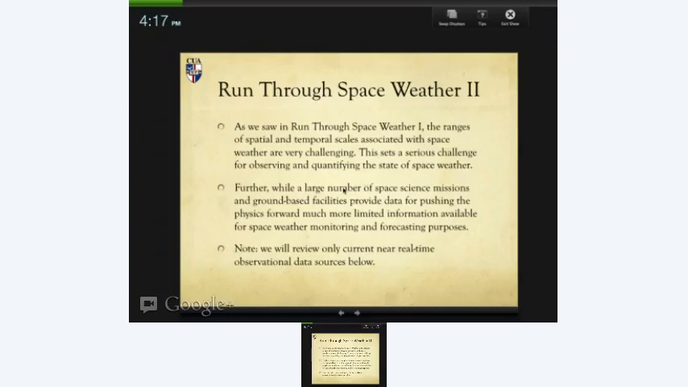I emphasize here that if you don't see your own favorite mission being discussed here, that's probably because it's not providing real-time data. If you know of some mission that I'm not covering here that provides real-time beacon data as well, let me know, because we want to use that data.